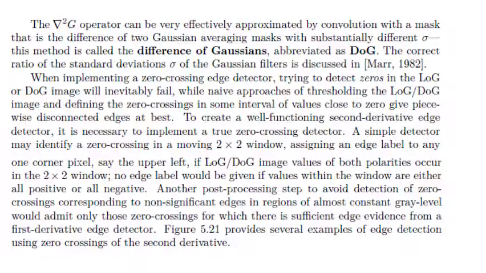That is the del square G operation. Instead of using the del square G operation, we can approximate it by a convolution with the mask that is the difference of two Gaussian averaging masks with substantially different sigma. This difference of Gaussians can be abbreviated as DoG. The correct ratio of the standard deviations sigma of the Gaussian filters we can see later. When implementing this, we use one important ratio known as LoG by DoG.